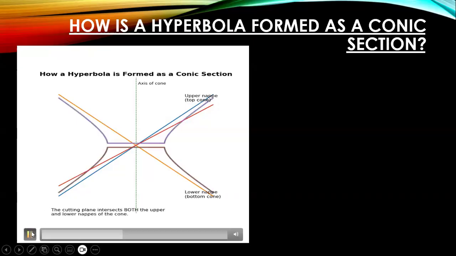The red line is basically the glass that is cutting through the cone. As the red line is passing through, we see that the cones would have been cut across, and this is how the hyperbola is being formed. The red line would have cut the cone and then the hyperbola is formed here, which is basically the two U shapes that you can see here, the one in the purple line and the one with the brown line. This is our hyperbola. The cutting plane intersects both the upper and lower nappes of the cone.